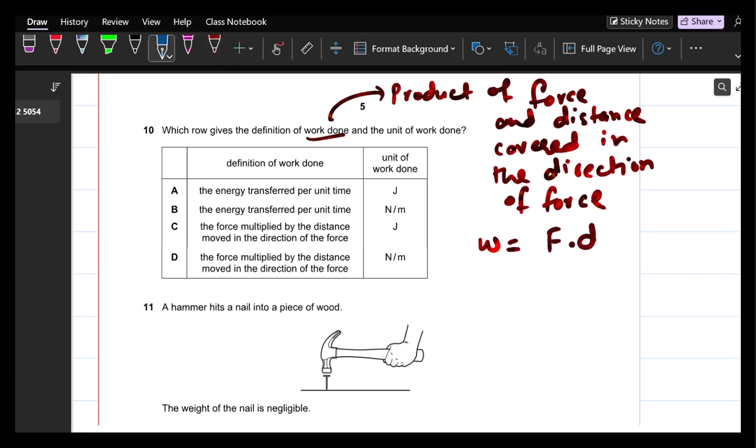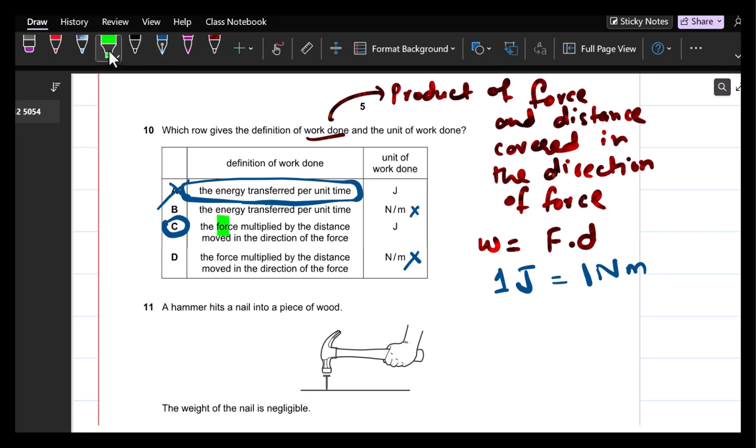So the SI unit is joules, or you can say 1 joule is equal to 1 Newton meter. So this is wrong. Energy transfer per unit time, no, it is power. So this is wrong. We are left with C. C says force multiplied by the distance moved in the direction of force. So work done is in joules. So C is the correct option.